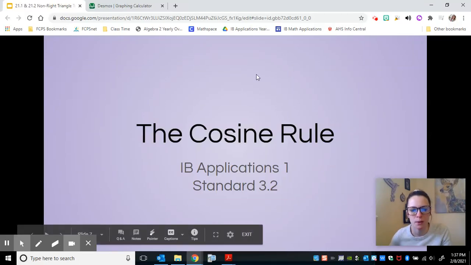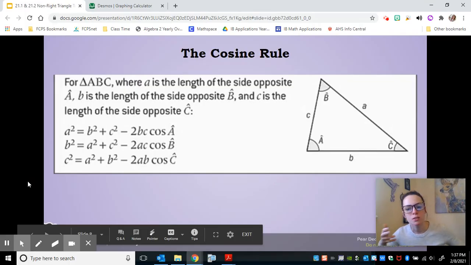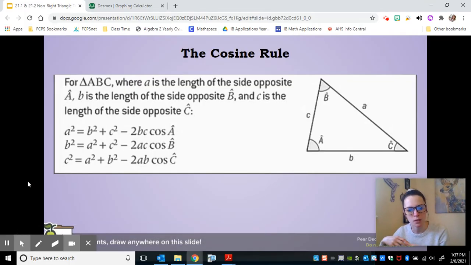What's up, everyone? Today we're going to talk about the cosine rule, so let's get into it. The cosine rule is very similar to the sine rule in the sense that it can solve right and non-right triangles, the latter of which we're still going to be focusing on.